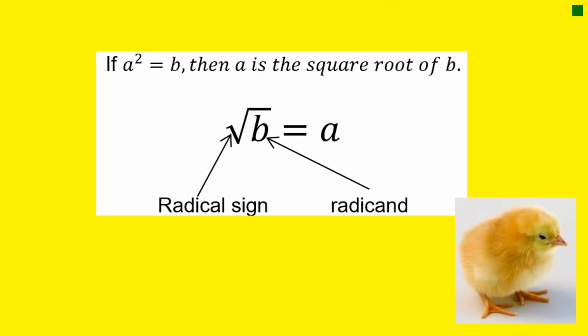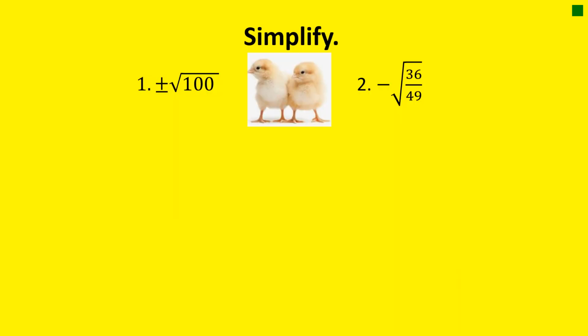And here we go. If a squared equals b, then a is the square root of b. This thing right here is known as a radical. Most of you call it a square root. That's because when there's no number here, we assume that it's a square root. You're going to learn about other kinds of roots next year in Algebra 2. But for right now, we're going to call it the radical. The thing underneath is called the radicand.